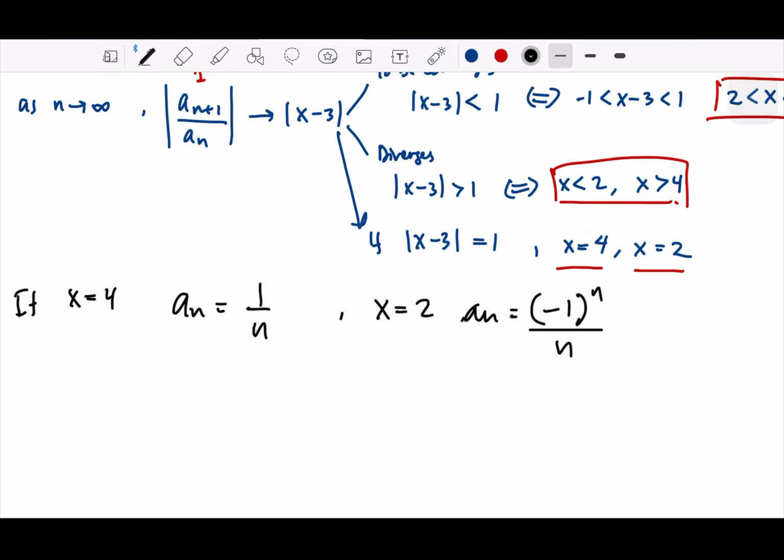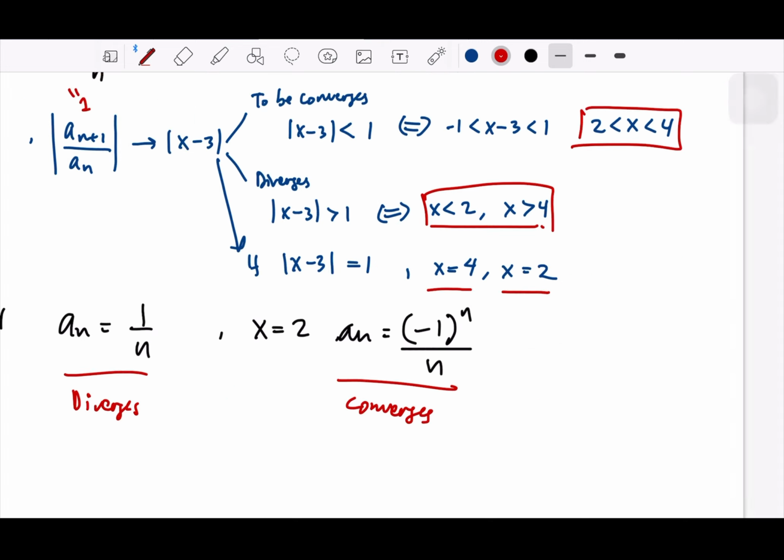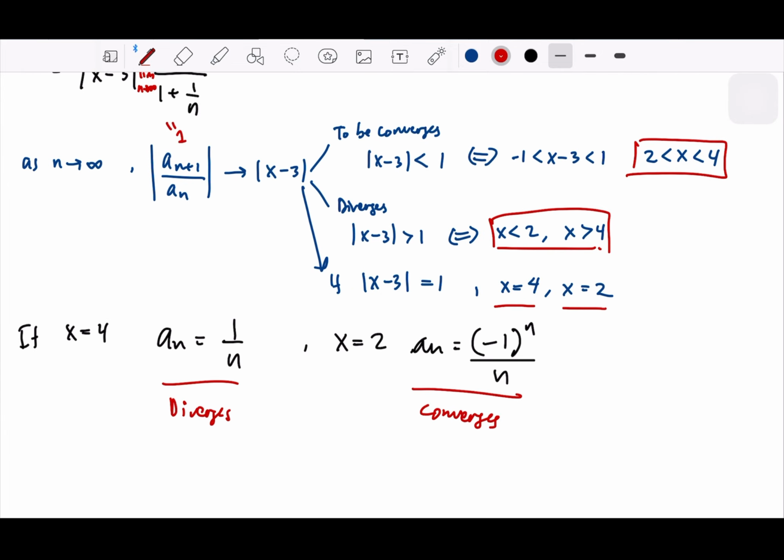1 over n is diverged, right? The harmonic series, the p series with p equal 1, is diverged. This one, the alternating series, is converged. So this one is converged, the alternating series is converged, and this one is diverged. So the whole interval that we can conclude from here, the two endpoints need to be included. Okay, so the conclusions.